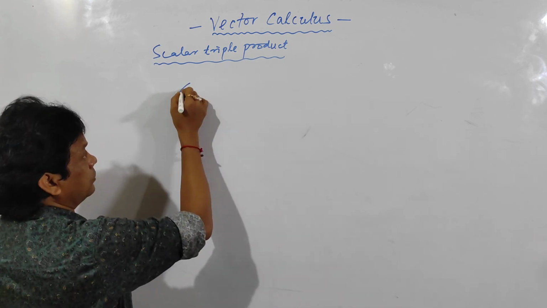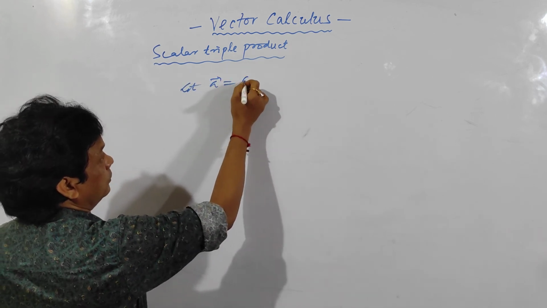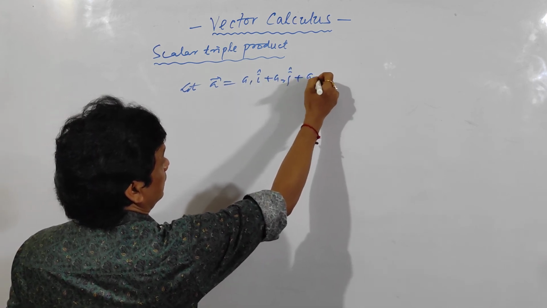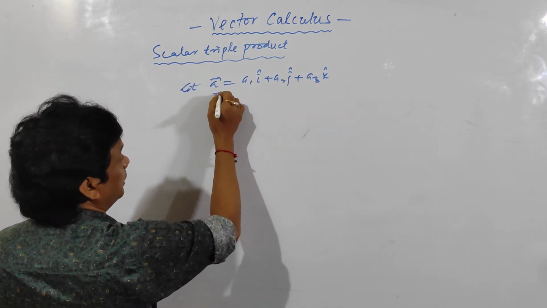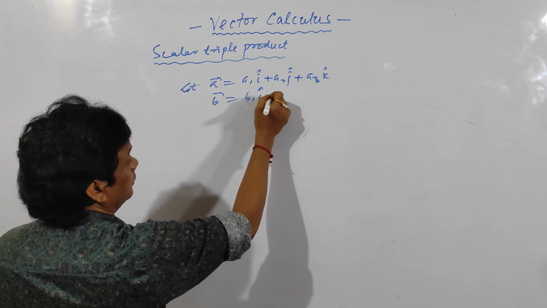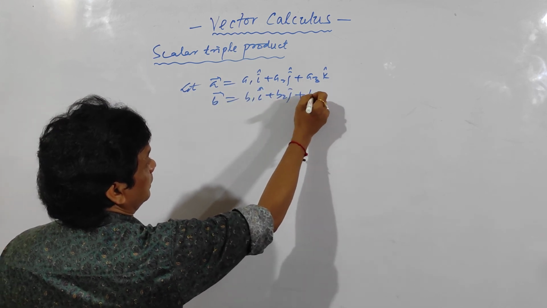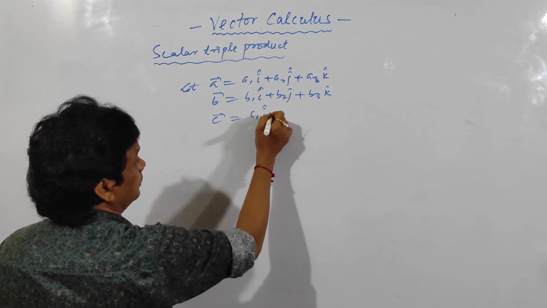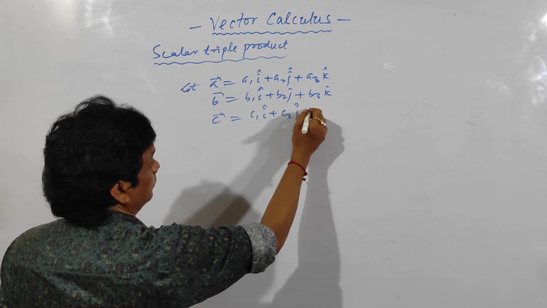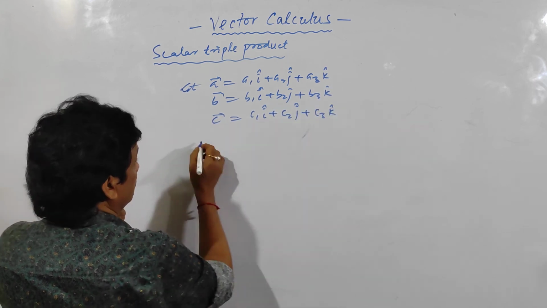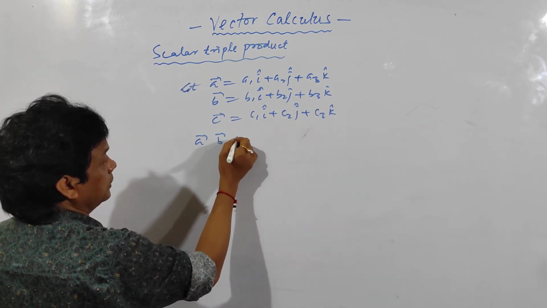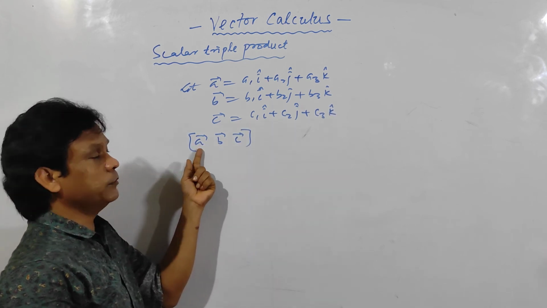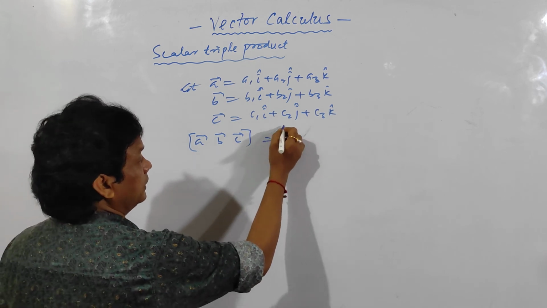scalar triple product. So let the A vector be equal to A1 i cap plus A2 j cap plus A3 k cap, and the B vector equal to B1 i cap plus B2 j cap plus B3 k cap, and the C vector equal to C1 i cap plus C2 j cap plus C3 k cap. So the ABC triple product, you can find by first taking the cross product, then making the dot product with the A vector. But I am telling you the direct method.